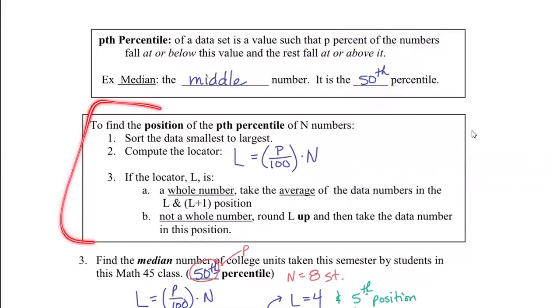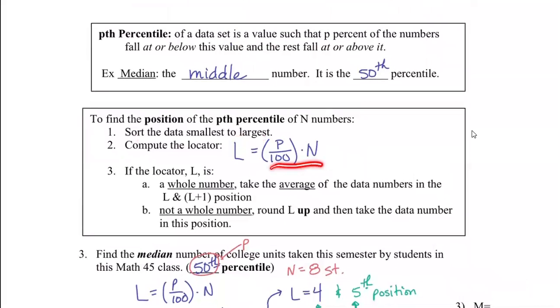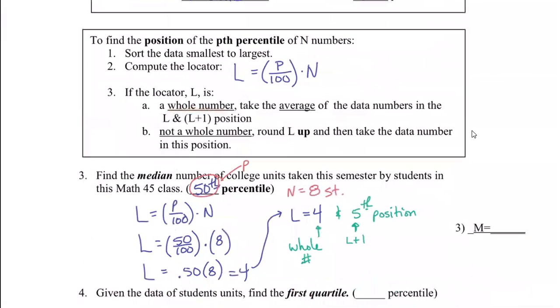And here's the formula for how you actually find it, and I'll be walking through this with you. You've got to put the data in order from smallest to largest, and then use the locator, which is p, whatever percentile, over 100 times n. So p is your percentile, n is your number of numbers. If it's a whole number, you take the average of the number in the L and L plus first position. If it's not a whole number, you round it up.